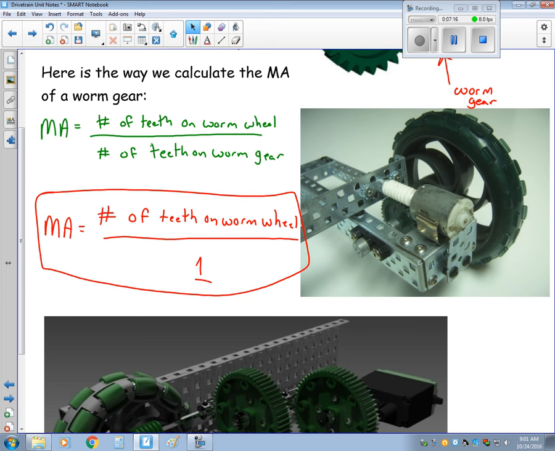However, what makes these really special also is that while the worm gear can turn the worm wheel, the opposite is not true. So looking at this example right here, we have a worm gear turning a worm wheel. If I were to grab a hold of that wheel, this tire here, and try to spin it, it would not spin. And part of the reason for that is that there's a tremendous amount of friction between the worm gear and the worm wheel. But the other reason is the mechanical advantage.